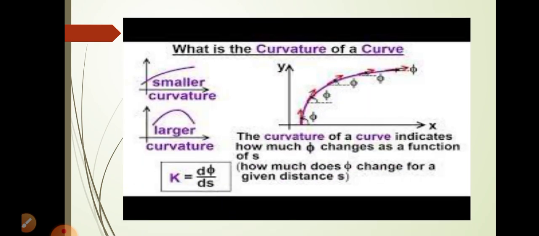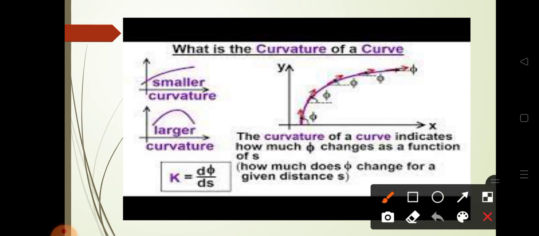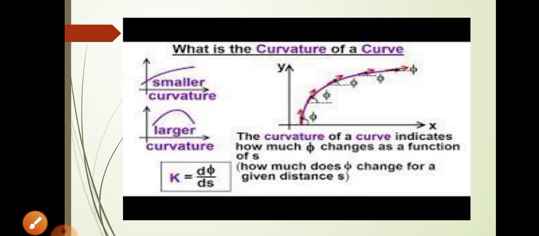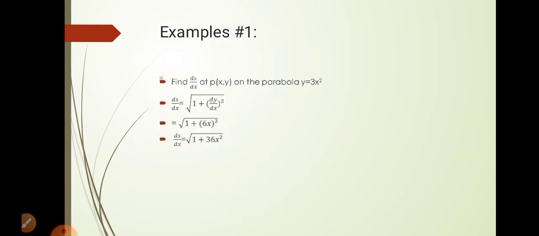So we have, what is the curvature of a curve. We have a smaller curvature and a larger curvature, wherein k is equal to d theta over ds. So the curvature of a curve indicates how much theta changes as a function of s. So let's proceed to example number 1.